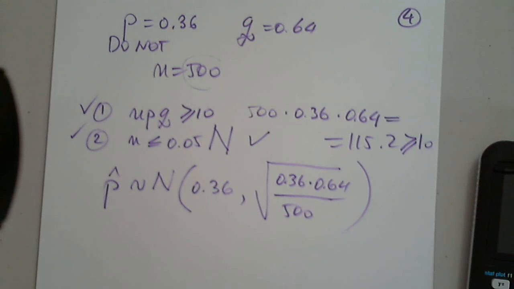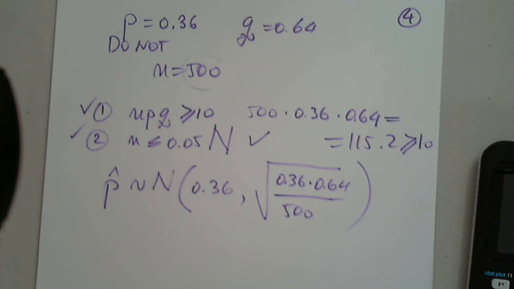Determine the mean of the sampling distribution of p hat. Can anyone give us the mean? Anyone? Isn't it just p? Yes, which is 0.36. Good. Determine the standard deviation. We did not determine it, I have the answer for that. It's 0.0215.